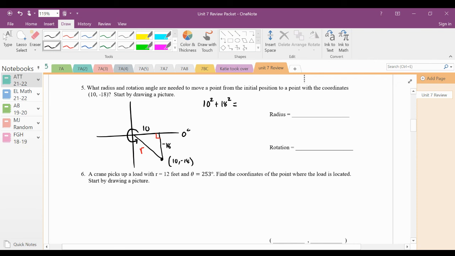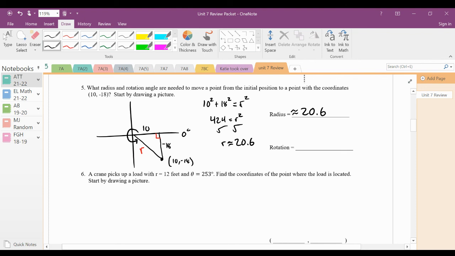So 10 squared plus 18 squared gives me my r value squared. In my calculator, 10 squared plus 18 squared is a total of 424, which is r squared. When I square root, I get that r is approximately 20.6. So I've got an approximate radius there of 20.6, and I like to show that that is approximate.